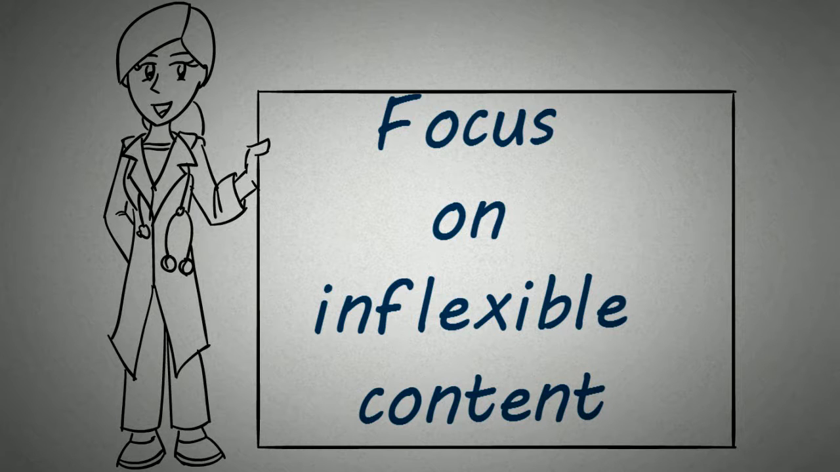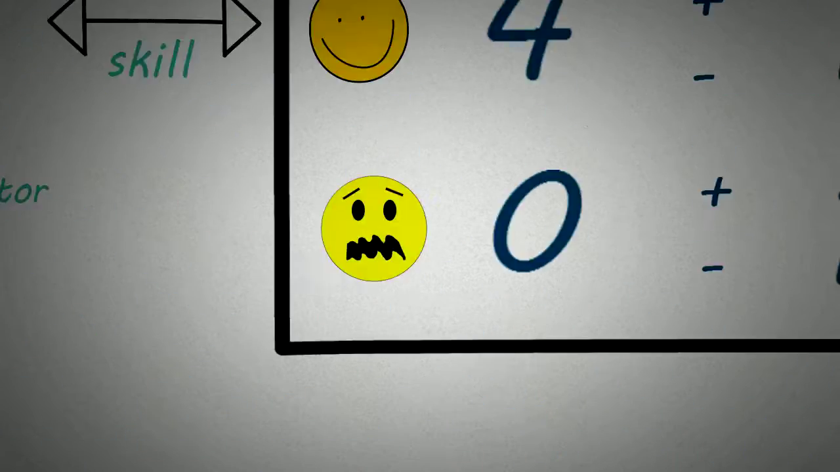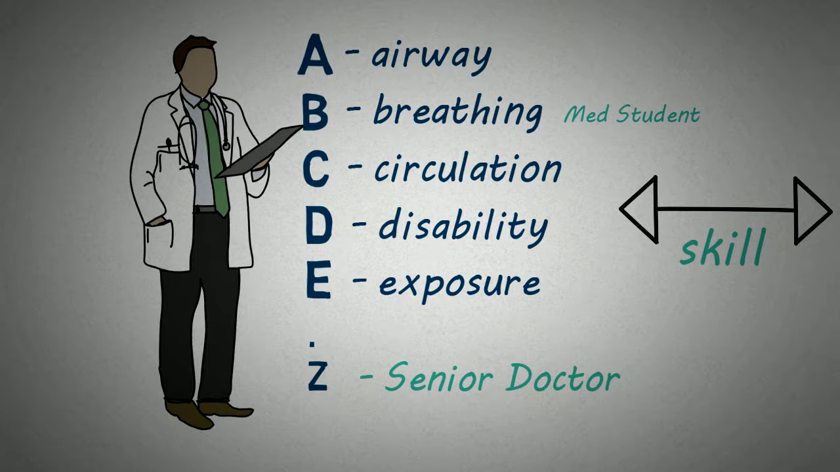So inflexible content is, if you like, the ultimate recipe for the functioning of whatever you're trying to learn. So if you were looking at your sick patient, the inflexible content would be A, B, C, D, E, and what those letters actually mean. So you would need to learn the A, B, C, D, E, and what those letters actually mean until it becomes automatic. You develop automaticity.